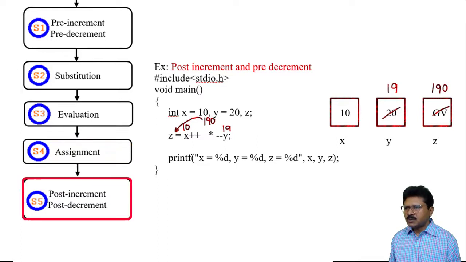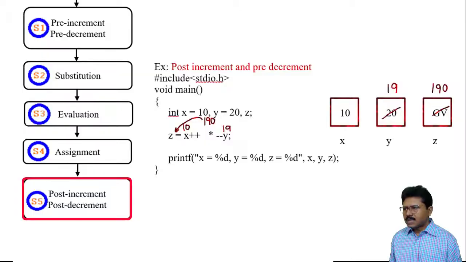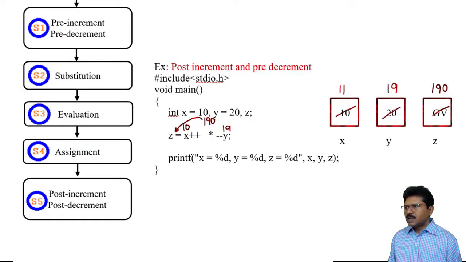Assignment step is over. Now post-increment, post-decrement. Is there any post-increment or post-decrement? Yes, one post-increment is here, x++. So the value of x will be incremented by 1. So here the value will be 11. So ultimately what is the value of x? 11. What is the value of y? 19. What is the value of z? 190.